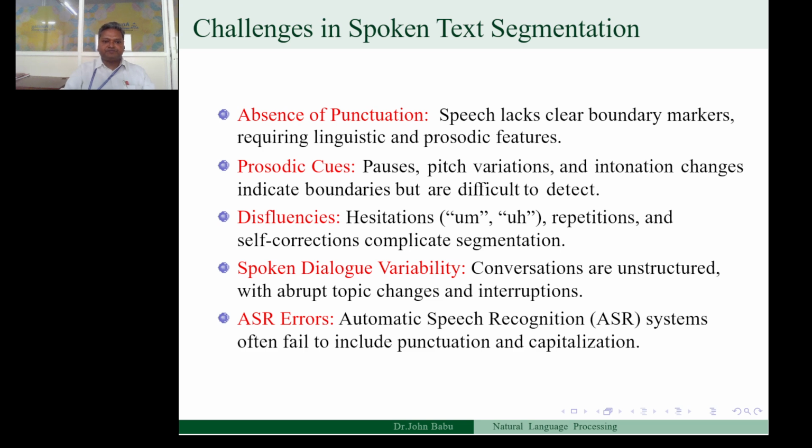Coming to spoken text segmentation, the challenge is the absence of punctuation. There are no commas, no full stops, no capital letters, no bold, no underline. These things are not there. Then prosodic cues, something like pause, pitch, tone, elongation, loudness, energy. These are not easy to detect. They are there. And as we have seen, people have hesitations, repetitions, self corrections, which complicate the task of segmentation.